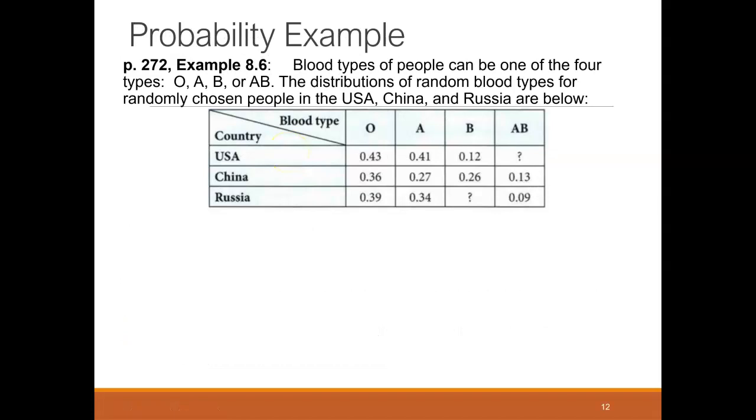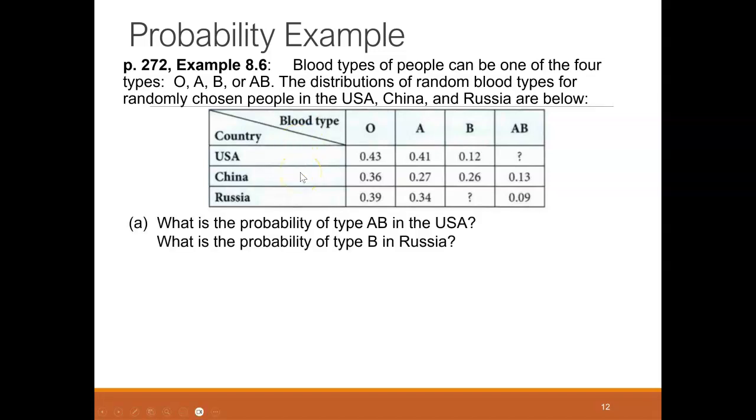All right, so let's look at an example here. Blood types for people can be one of 4: O, A, B, or AB. The distribution of random blood types for randomly chosen people in the United States, China, and Russia are given below. What is the probability of type AB in the United States? And what is the probability of type B in Russia? How would I figure this out for the United States?